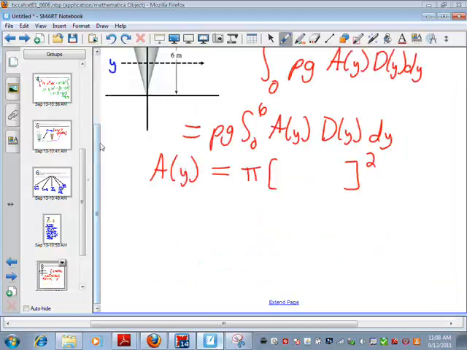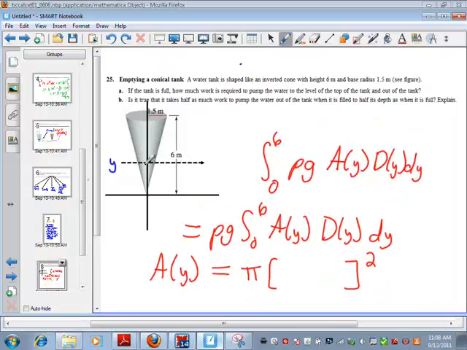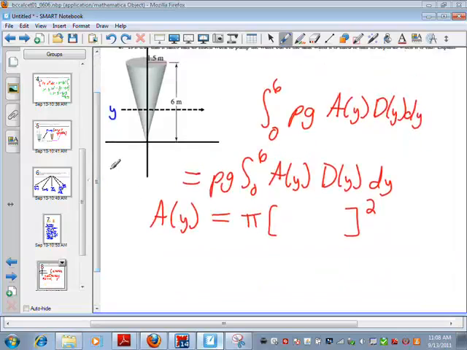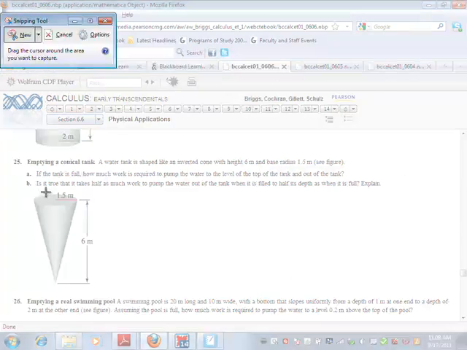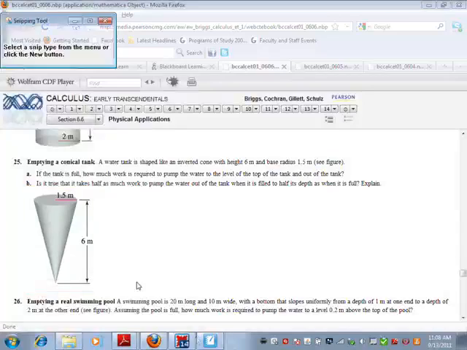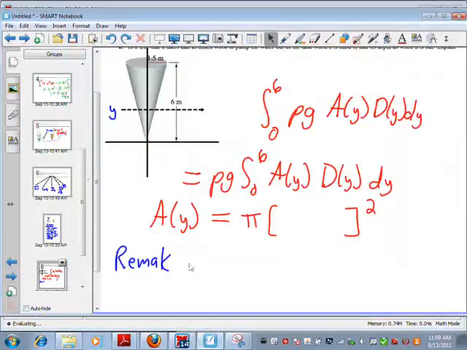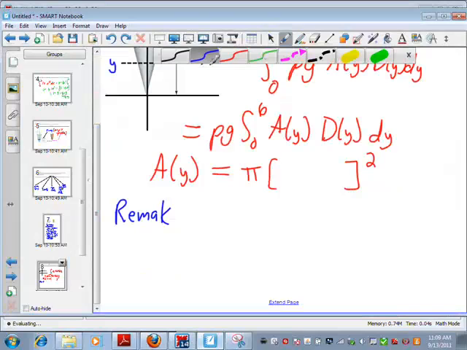Right, and so here's the real issue. We need to find the radius here. We need to find this distance. We know that's y. So here is the remark. I'm going to put it in blue, and I need to get this picture again. Let's put an R for sure.